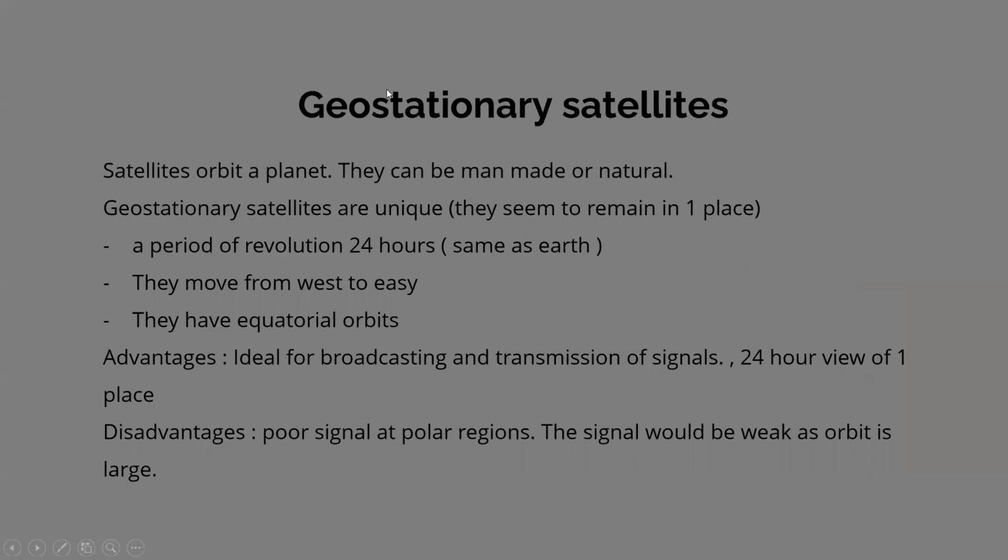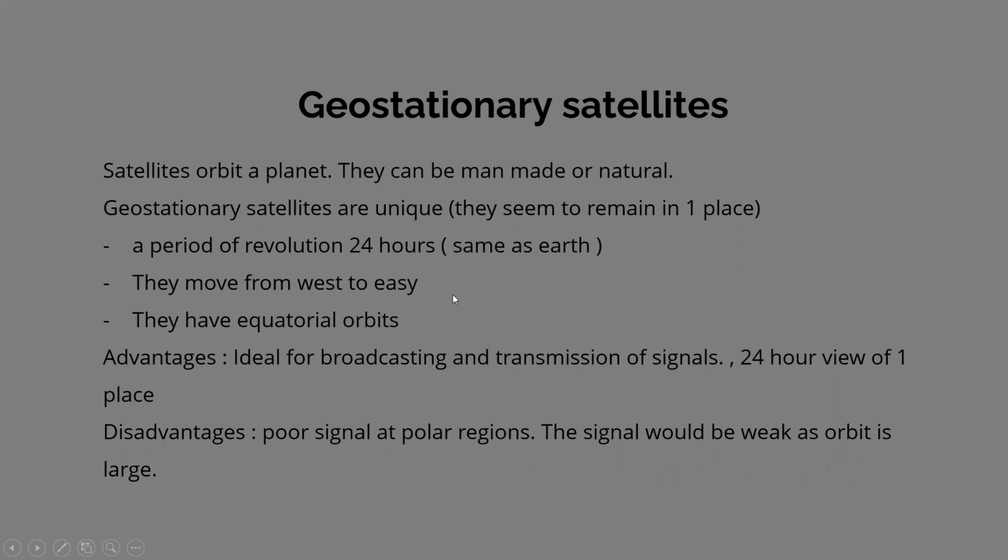All right, geostationary satellites. These satellites orbit a planet. They can be man-made or natural, like the moon. Geostationary satellites are unique. They seem to remain in one place while you look at them from Earth. That's because their period of revolution is 24 hours, same as Earth. They rotate from west to east, and they have equatorial orbits.